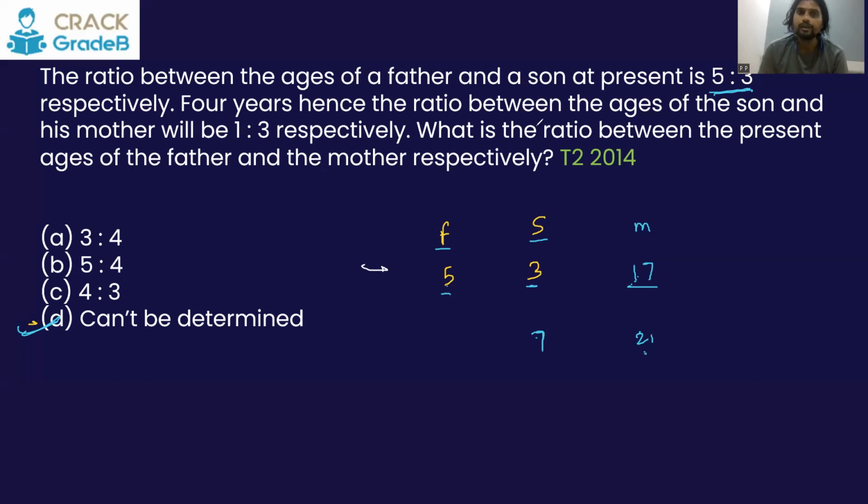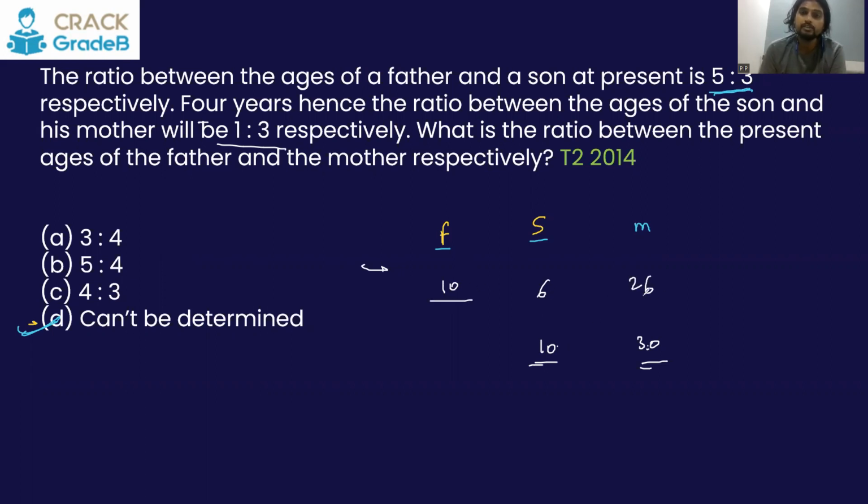Another case could be if father was, say, instead of 5 and 3, because this is the ratio, you can take another figure as well. If you say father is actually 10, son is 6. After 4 years, son will become 10 and mother is 3 times of it, that is 30, because the ratio is 1:3 after 4 years. That means mother presently is 26.